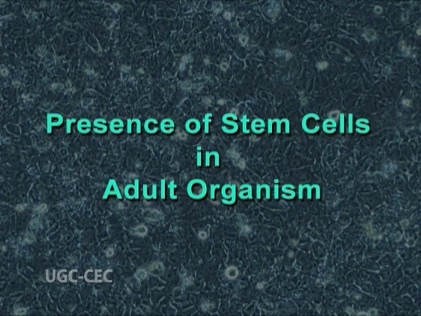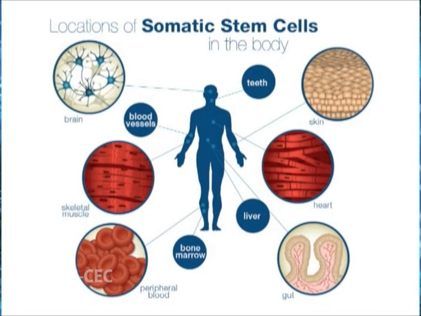Presence of stem cells in adult organisms. All the parts of the body contain some stem cells. They are present in bone marrow, muscles, baby teeth and hair follicles, etc. Stem cells present in adults are multipotent cells, for example, mesenchymal cells, neural cells and hematopoietic cells.